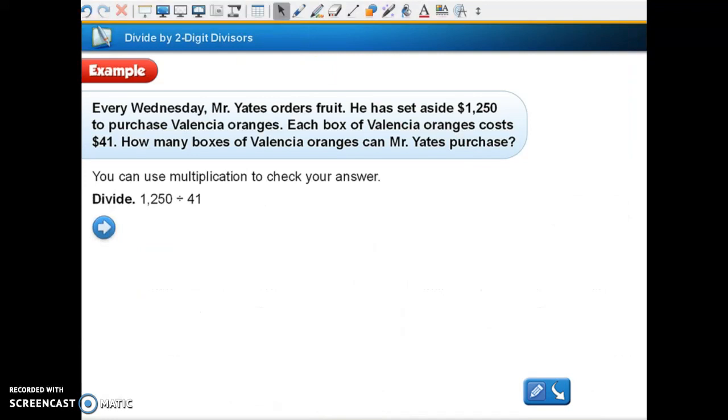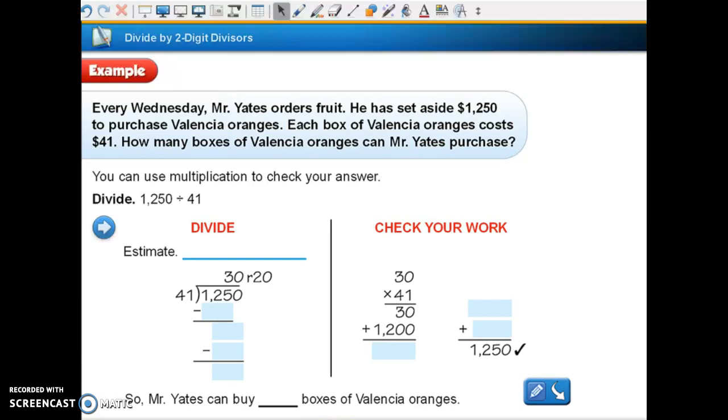Okay, now we're going to go to page 84, and this is the example. Every Wednesday, Mr. Yates orders fruit. He has set aside $1,250 to purchase Valencia oranges. Each box of Valencia oranges costs $41. How many boxes of Valencia oranges can Mr. Yates purchase? And the first thing we're going to do is estimate. And we're going to divide this by 40. We're going to round 41 to 40, and we're going to make this 1,200. So we should get somewhere around 30.